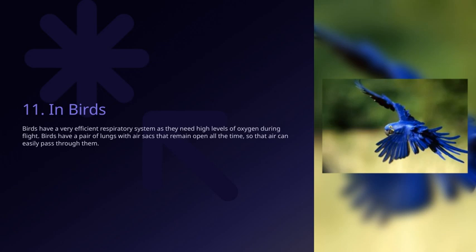They have a pair of lungs, but what makes them special are the air sacs connected to these lungs. These air sacs stay open all the time, creating a continuous flow of air through the lungs. This means that air is always moving through their respiratory system, providing a steady supply of oxygen. This adaptation is crucial for their high-energy activities like flying.